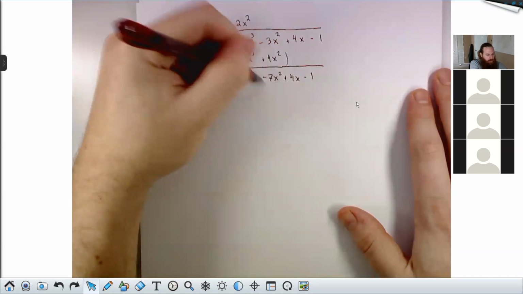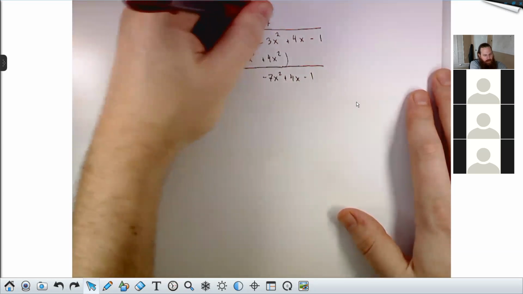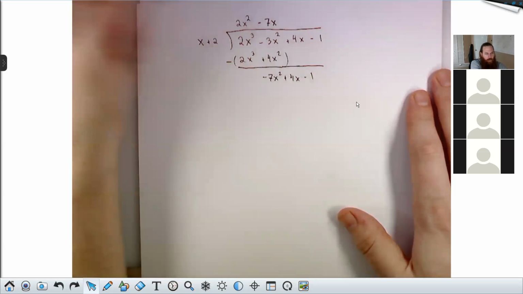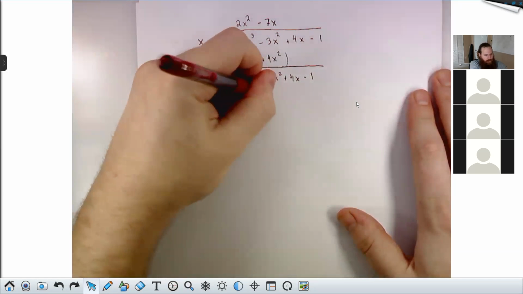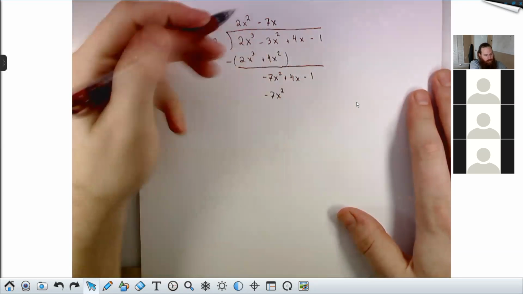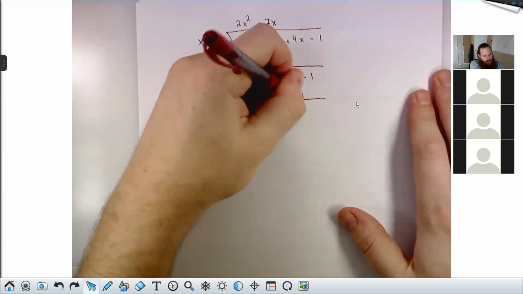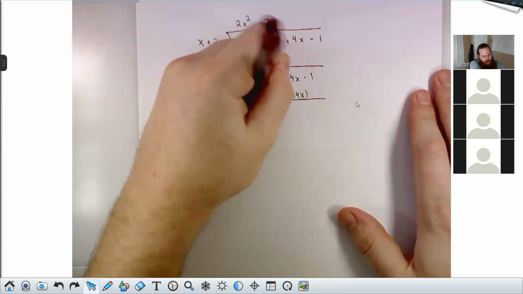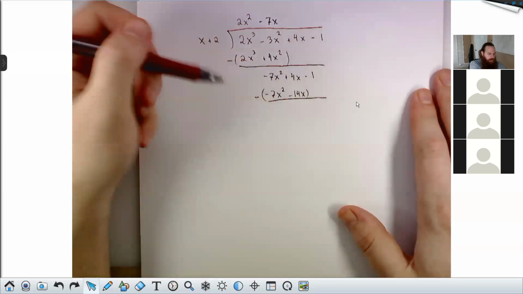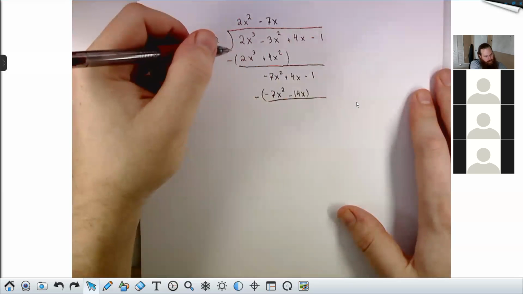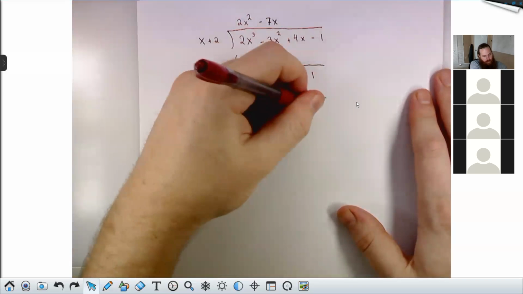To turn x into negative 7x squared, I would multiply by negative 7x. So here's a negative term in the quotient. Negative 7x times x, as designed, is negative 7x squared. Negative 7x times 2 is negative 14x, and again, I would subtract. These two come to 0. 4 minus 14 is negative 18x, and then minus 1 is minus 1.